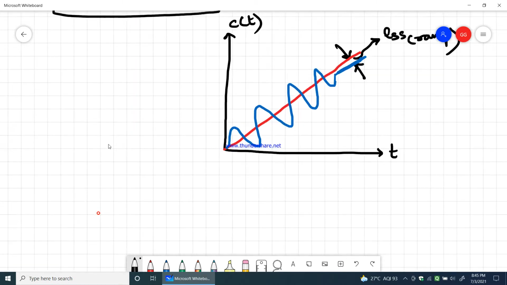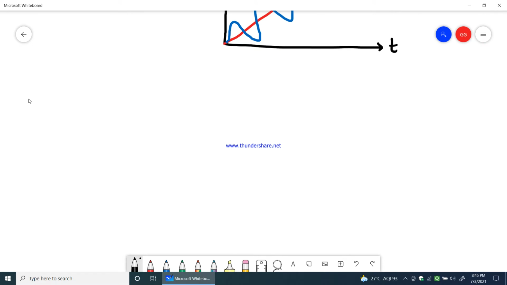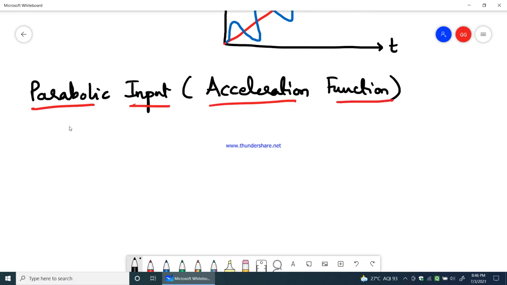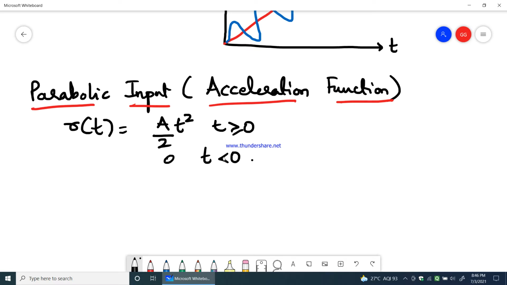Now let us go with the third input, the parabolic input, or we call this the acceleration function. For this input we have seen earlier r of t equals A by 2 into t square for all t greater than or equal to 0, and 0 for t less than 0.